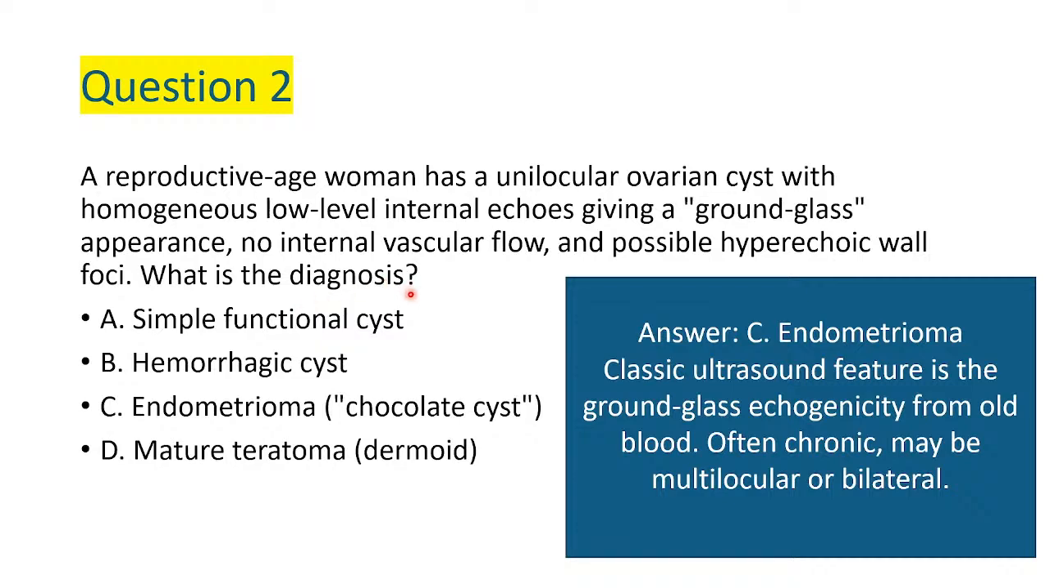What is the diagnosis? A. Simple functional cyst. B. Hemorrhagic cyst. C. Endometrioma, which is the chocolate cyst. D. Mature teratoma, which is the dermoid. So our answer is C, endometrioma. The classic ultrasound feature is the ground glass echogenicity from old blood. Often chronic, it may be multilocular or bilateral.